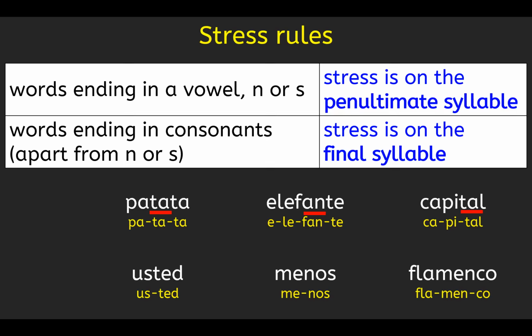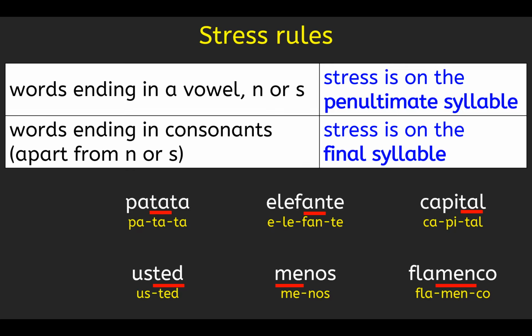The next word ends in a consonant that is not an N or an S, so the stress falls on the last syllable. Capital. This is a good example of a Spanish word which is identical to English but which has a different sound. The next word also ends with a consonant that is not N or S, so that stress falls on the final syllable. Usted. Menos ends with an S, therefore the stress falls on the penultimate syllable. The final word ends with a vowel, so the stress falls on the penultimate syllable.